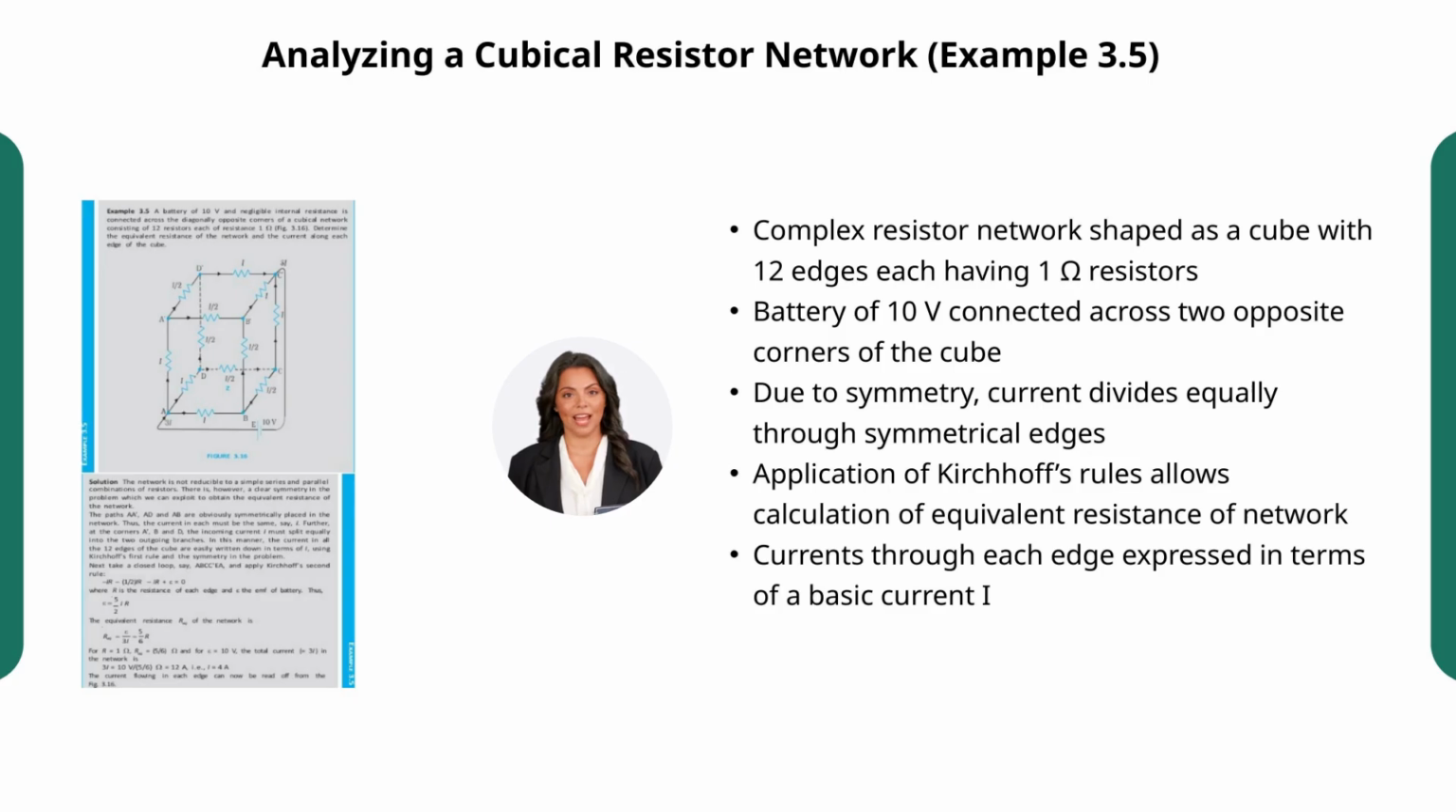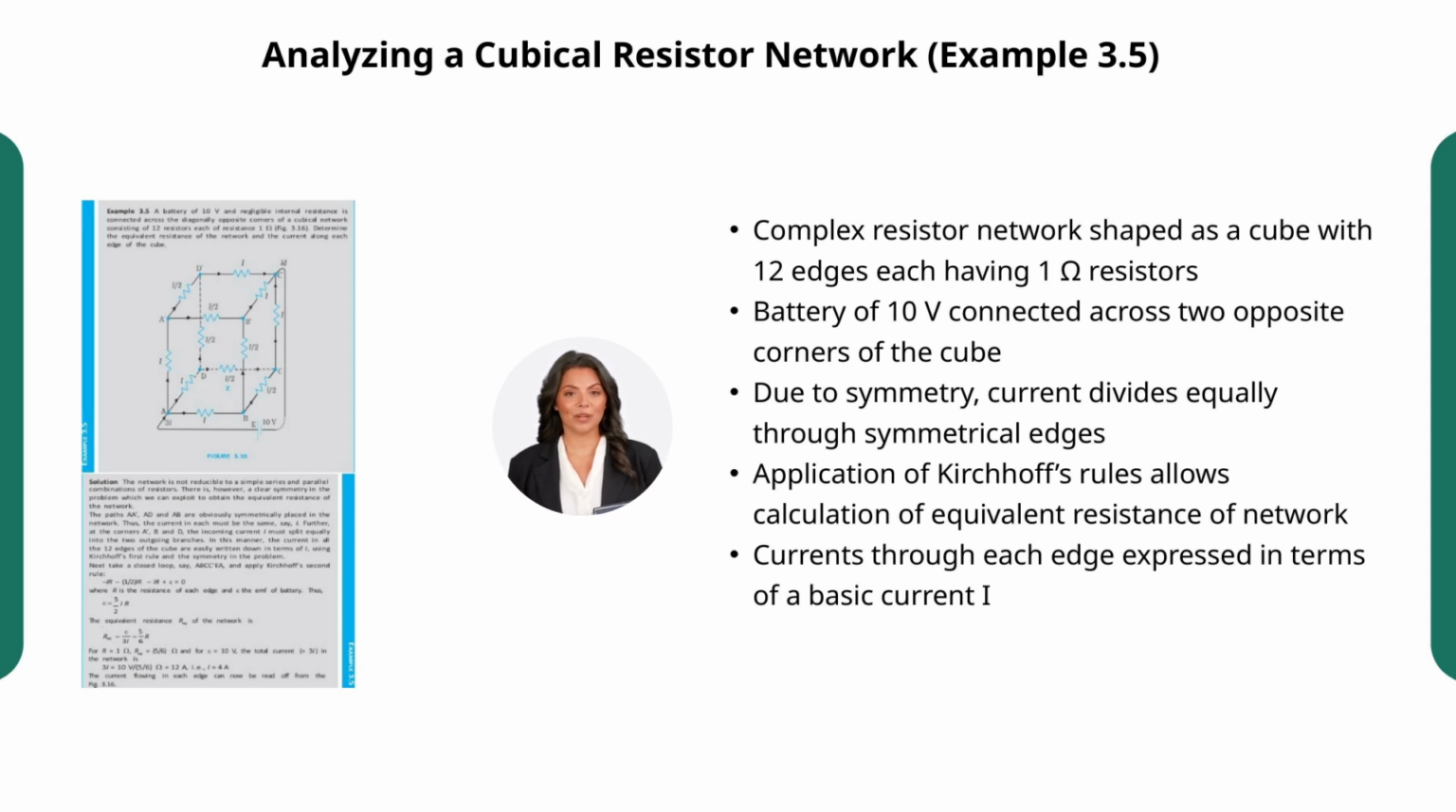Now, let's examine an interesting example involving a cubical network of resistors. The cube has 12 edges, each with a resistor of 1 ohm. A 10-volt battery is connected between two opposite corners of the cube diagonally. This network is too complex for simple series parallel reduction. But thanks to its symmetry and Kirchhoff's rules, we can analyze it effectively. Due to symmetry, currents flowing through certain edges are equal, simplifying our unknowns.